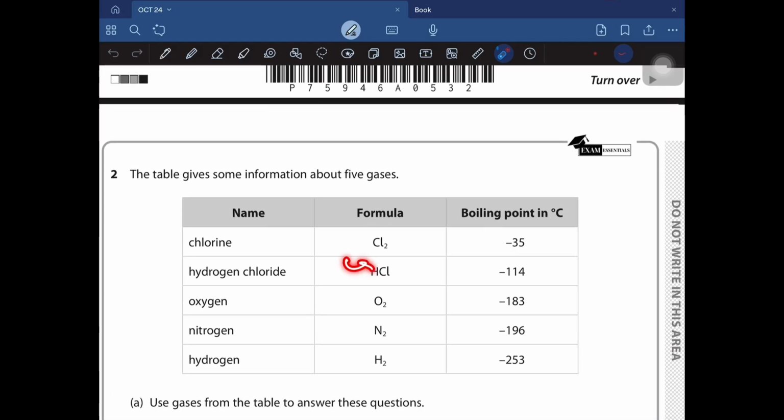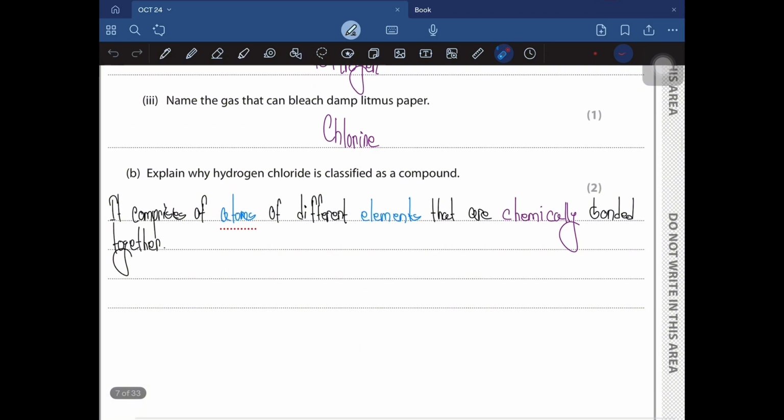First thing is that it has different atoms, hydrogen and chlorine. And they are chemically bonded together. So HCl has different atoms that are chemically bonded together, and this is what we refer to as a compound. So it comprises atoms of different elements that are chemically bonded together in a fixed ratio.